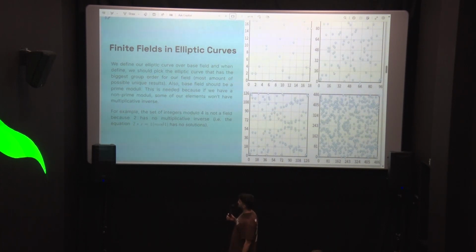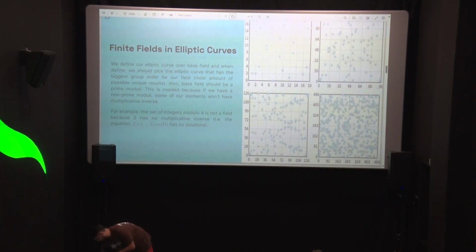That's why we want a prime. If it was 5, for example, you can just say, okay, 3 times 2 is 6, and that is equal to 1 mod 5. So the multiplicative inverse is 3. Yeah, that's why we have to be careful about it when we are choosing the base field. So yeah, we will use this to get these results.